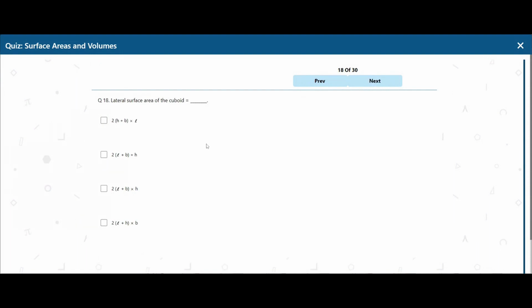Naveen. Yes, ma'am. Hello, Naveen. Answer this question number 18. Lateral surface area of the cuboid. Option C, ma'am.